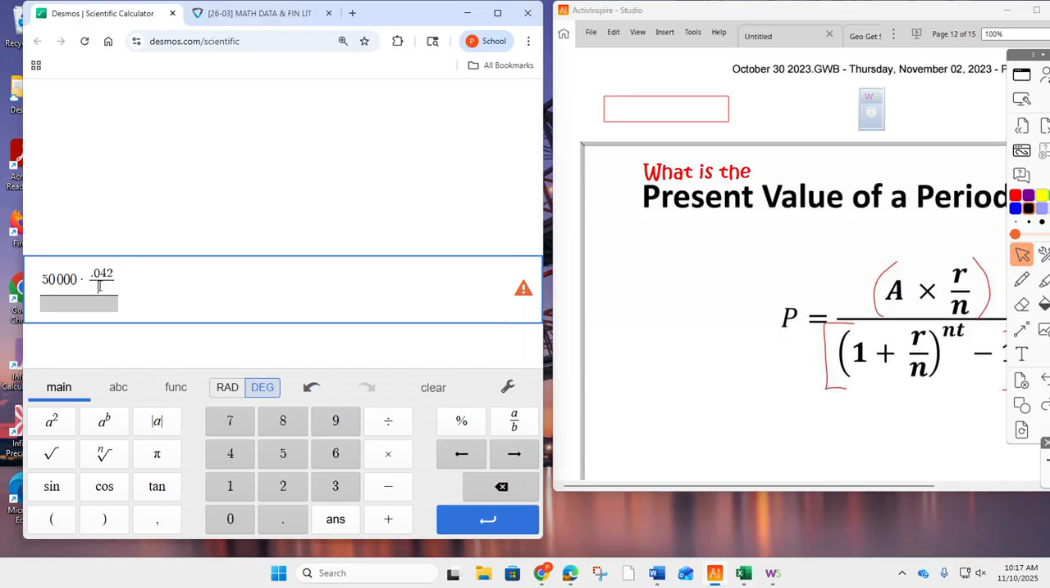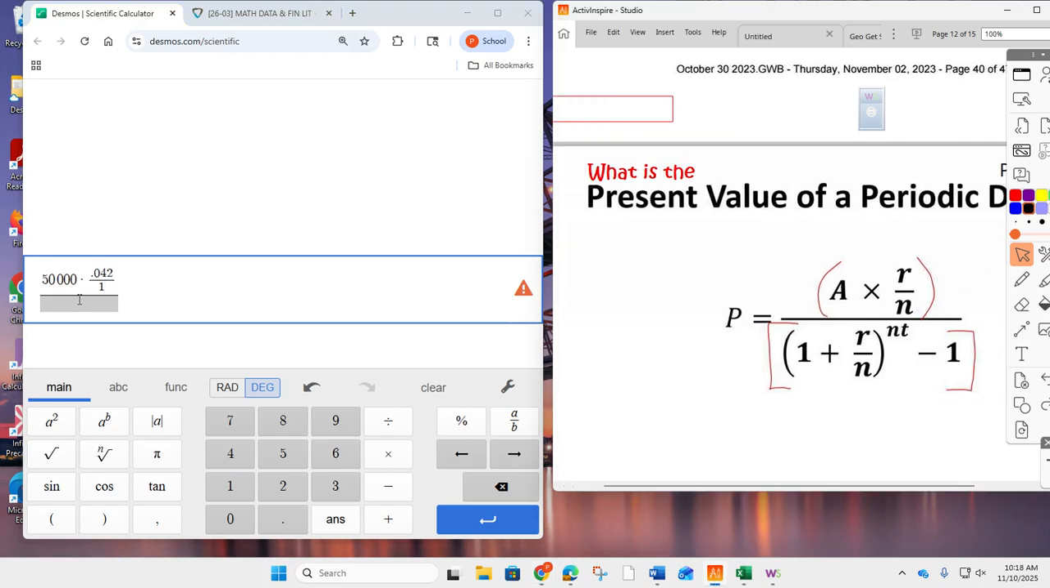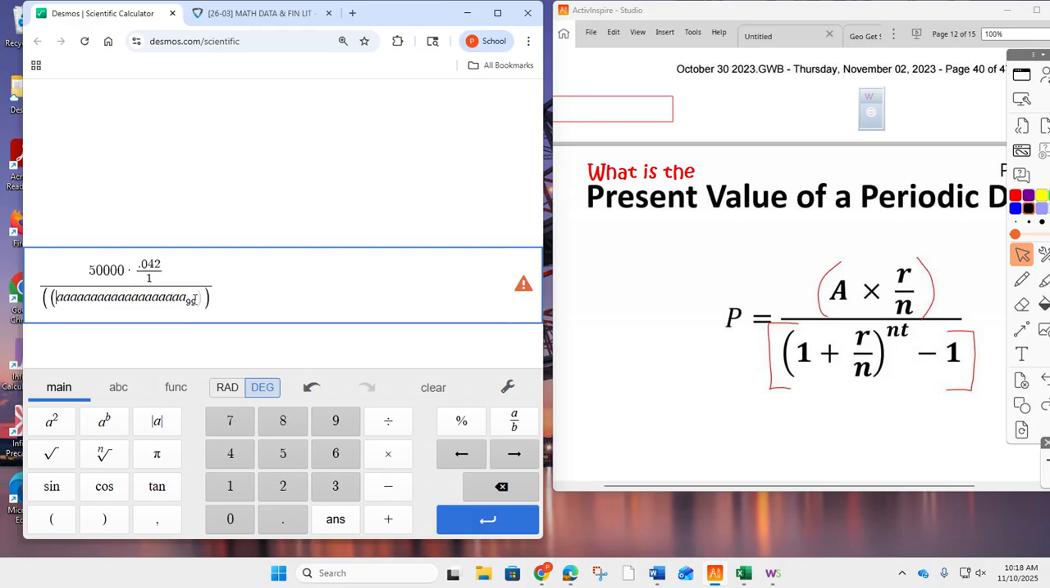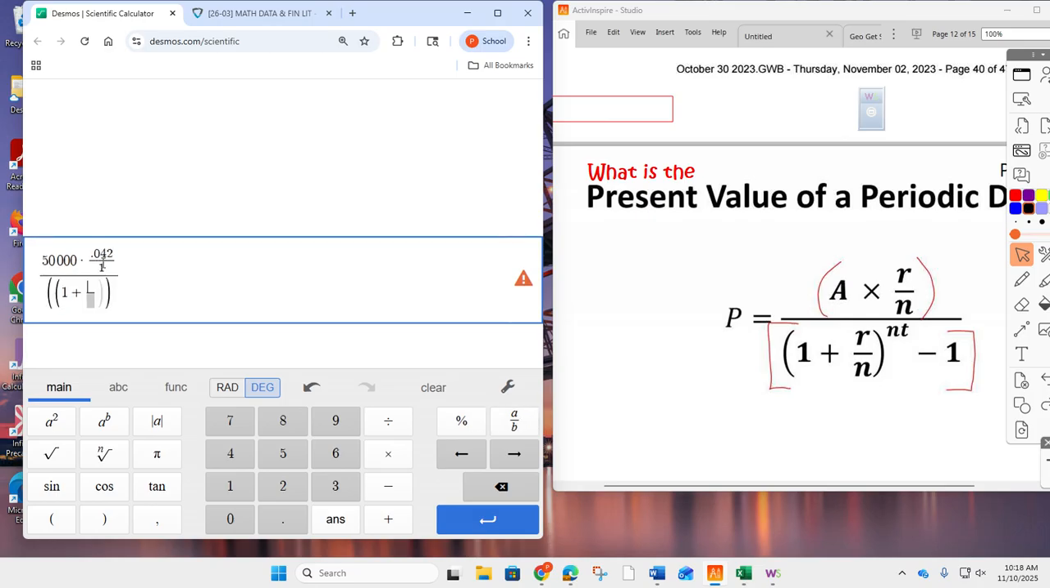And it's all divided by, so it's a pretty elaborate denominator as well. So it's going to be 2 sets of parentheses. Okay, 2 sets of parentheses here. Right? 1 plus the rate divided by the compounding period. So 1 plus a fraction. Same as here, 0.042 divided by 1. We've got to raise that to the n times t power.